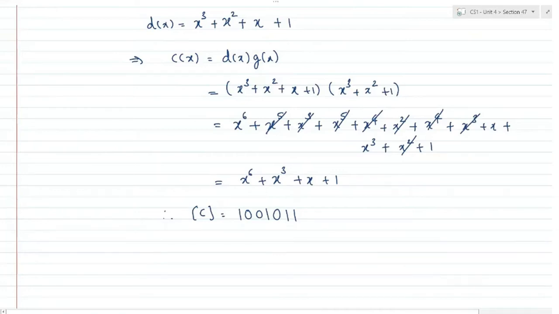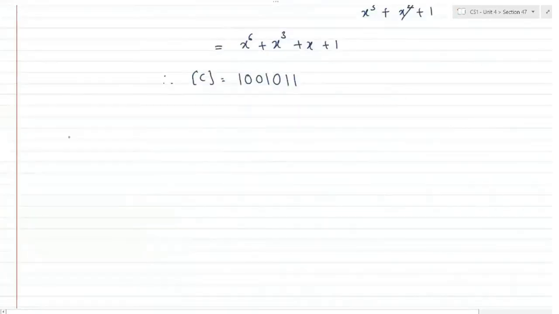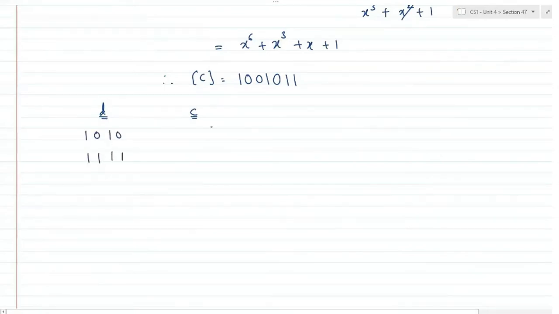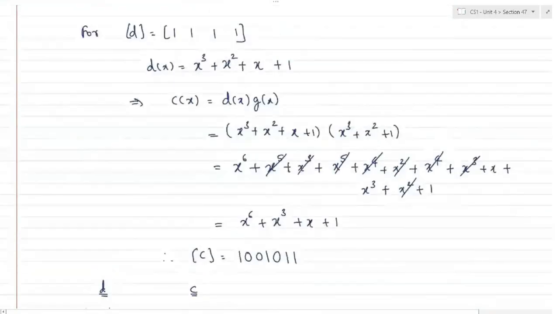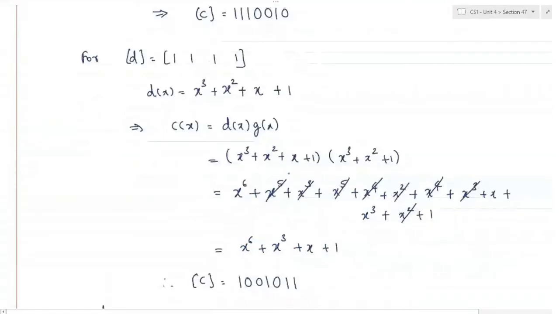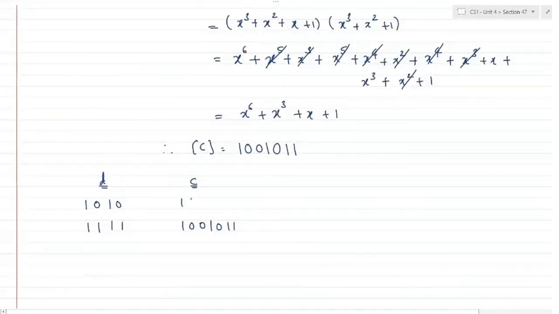Similarly, we can construct this for any of the data vectors. What we have done here is have D and C for two cases, 1 0 1 0 and all ones. The code word for all ones is 1 0 0 1 0 1 1, and for the other case we have got 1 1 1 0 0 1 0. Hence you can construct this code table for all other 14 combinations.